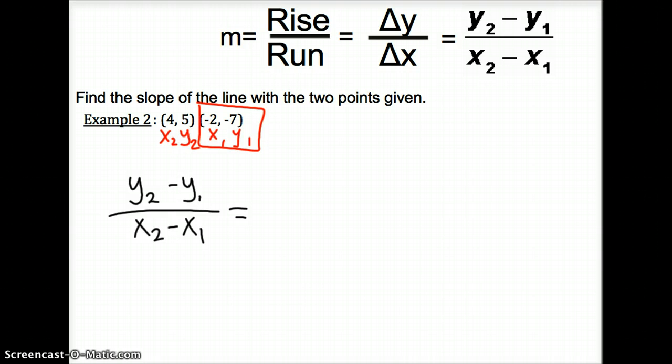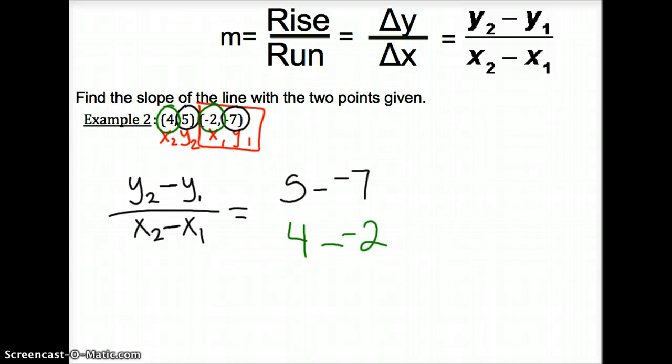So on top, we're going to have y2 minus y1. So 5 minus negative 7. Don't lose your negatives. And on the bottom, we're going to have x2 minus x1. So it's going to be 4 minus negative 2. Okay, so remember, you don't want to lose your negatives, and you want to make sure you're subtracting, because that's what the formula says. We're trying to find the difference, how much something grew.